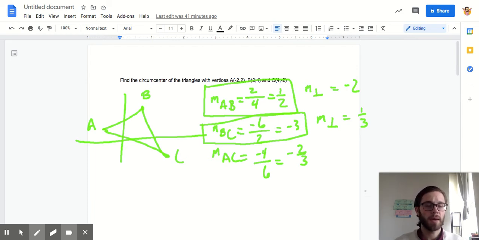Now, we are making perpendicular bisectors. So bisectors will cut it in half. All right, so they will cut the segment in half, which means we need the midpoint. So I need the midpoint of AB.